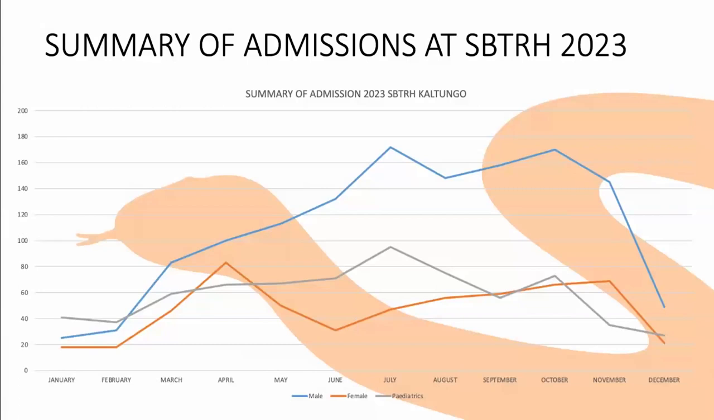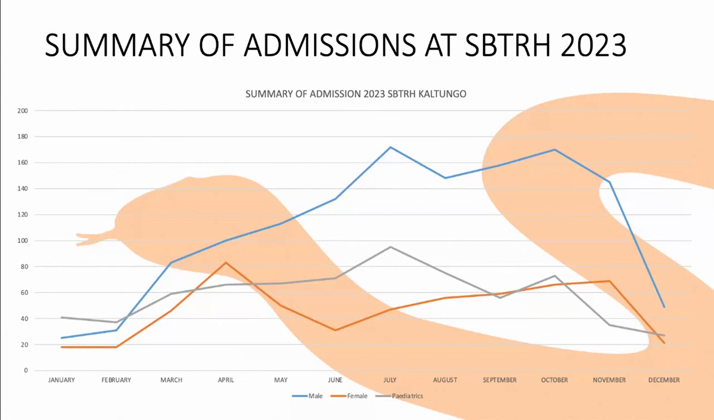And that's why you could see that the number has increased for men, for children, and also for the females. But you can see that immediately after March and April, the males and the pediatrics have also gone up, whereas the females, the curve has gone down. This is because at this period, the males and the children are always going to the farm for clearance of the farm, while the females are not going to the farm at this point in time.